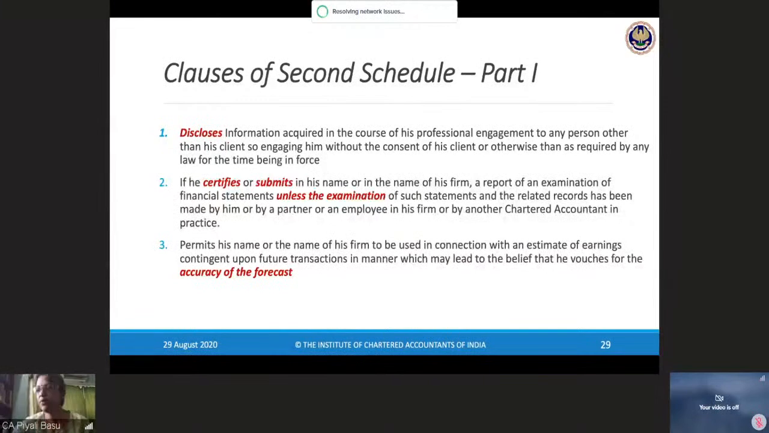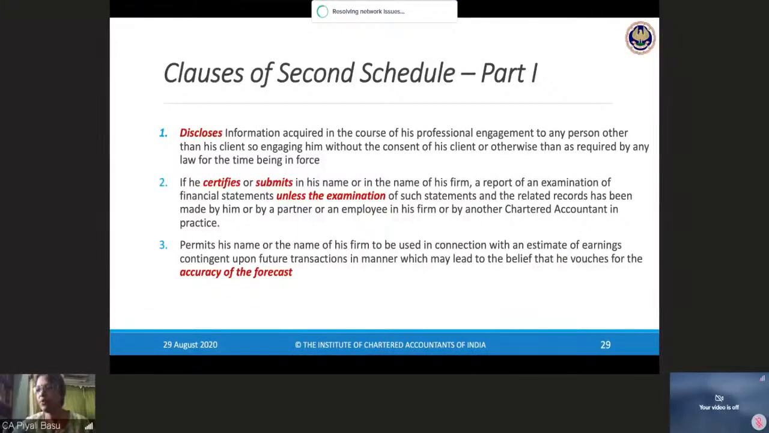Right. So you understand that the examination is important, that we cannot certify, we cannot sign a report without an examination. It is absolutely a professional misconduct.